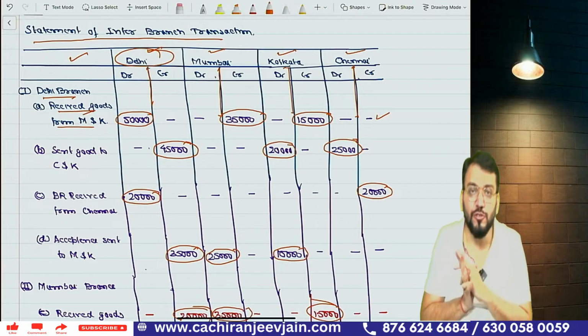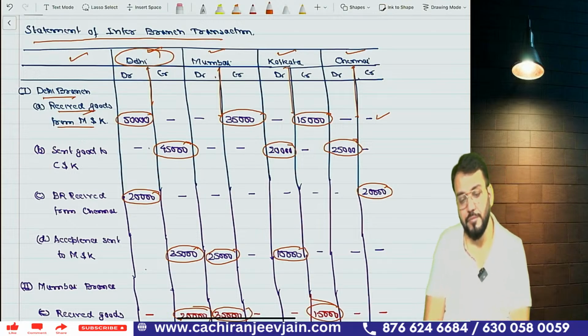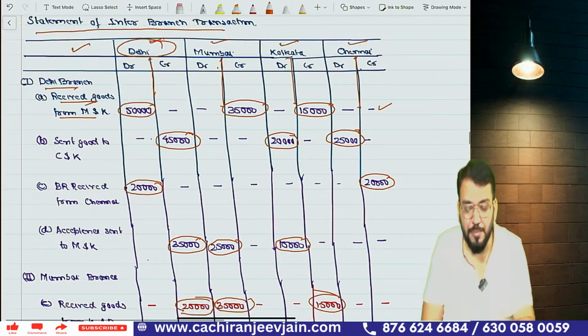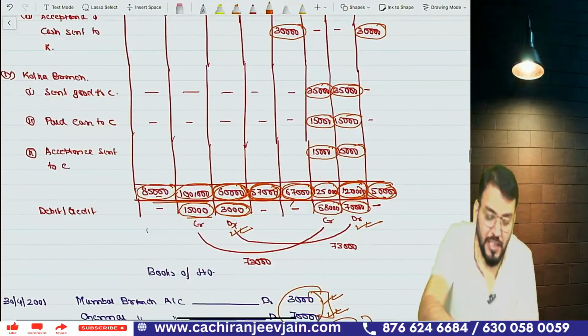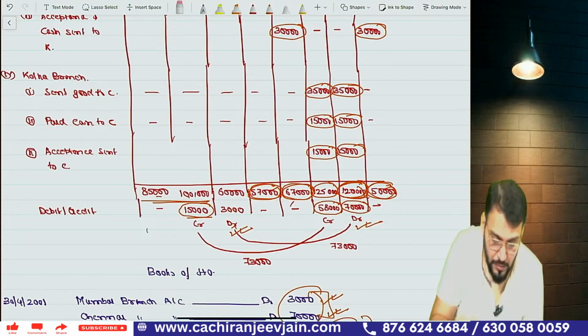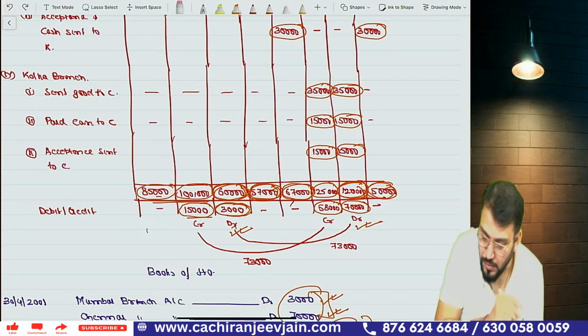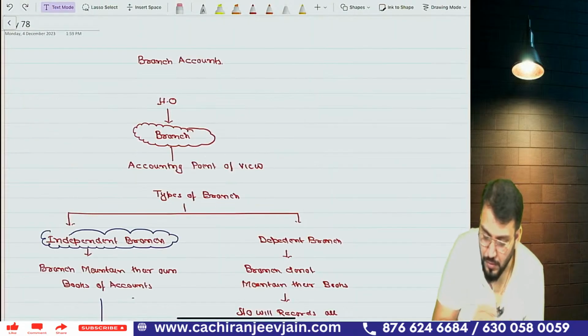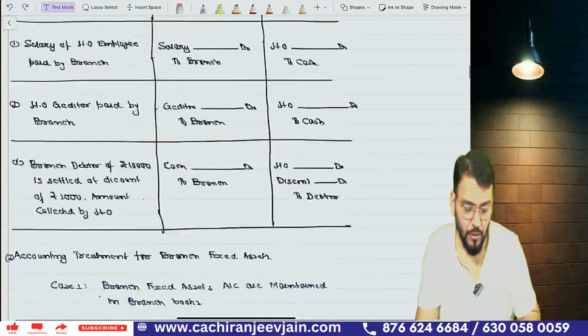The statement, have you understood? Have you understood the statement? Naresh, this statement, have you understood? The journal entry will come from the statement. So first my question is, have you understood the statement? Bolo.